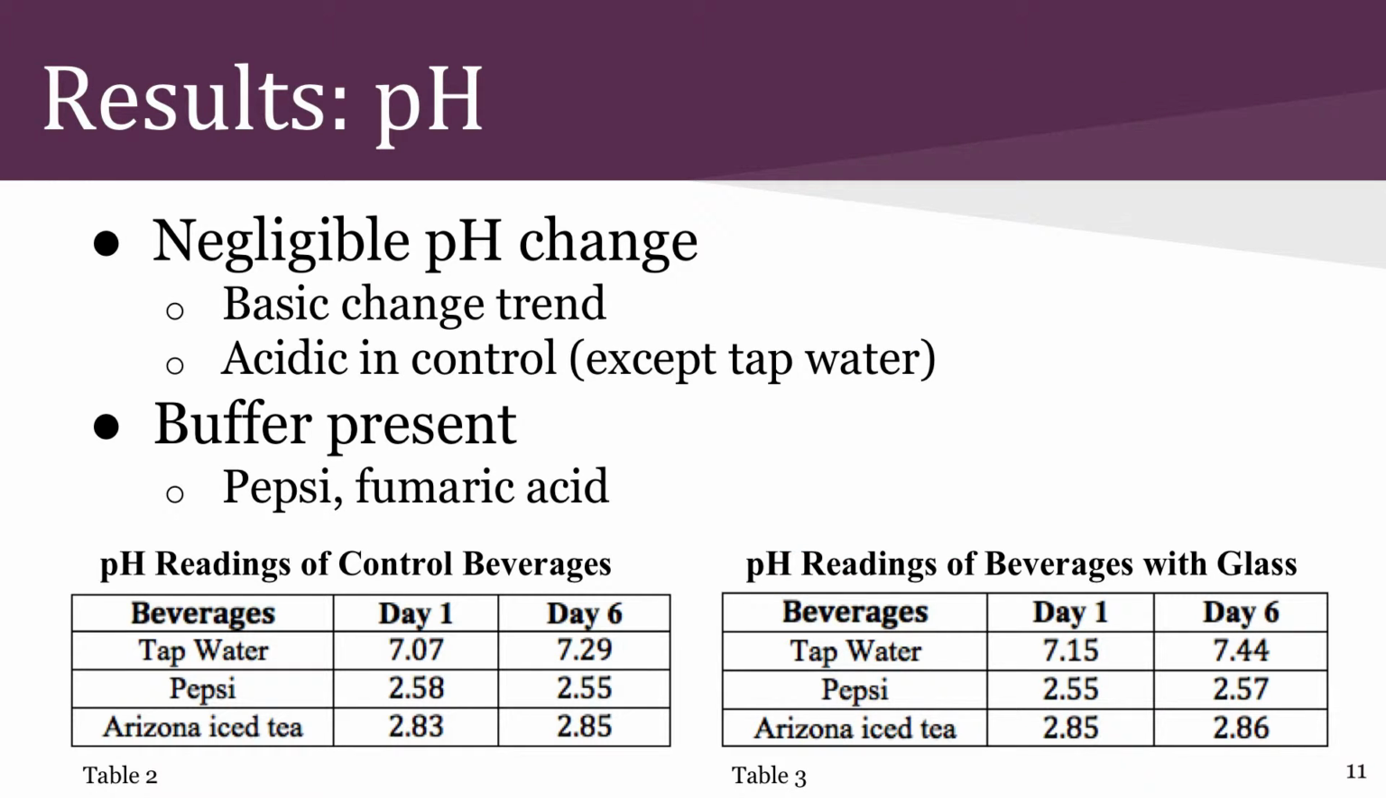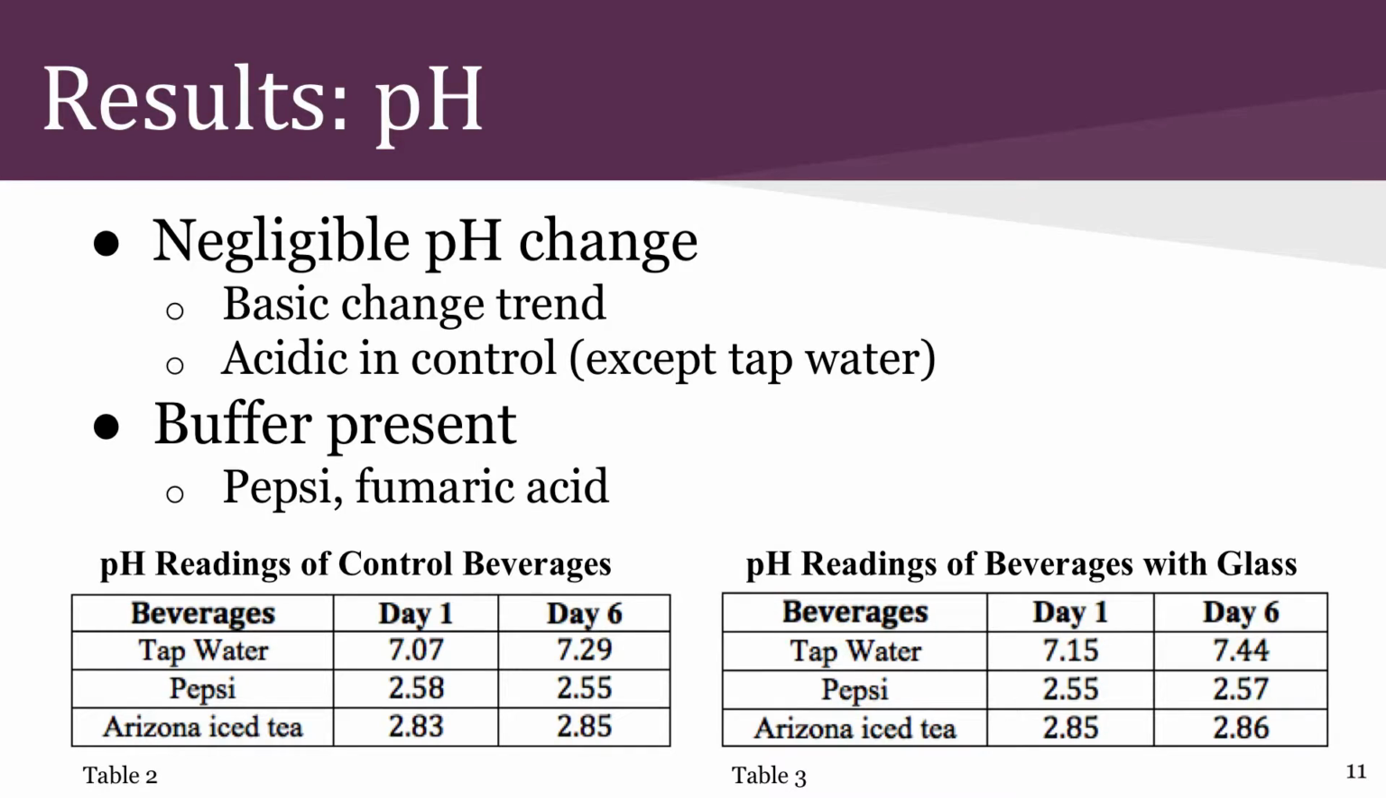These are the results we collected for the pH values. As you can see from the tables, there was a basic trend in the experimental data with the beverages that had the glass. This means that the pH values increased. In comparison, the control group actually saw, with the exception of tap water, a more acidic change in pH, which means that the pH values decreased. However, overall, we saw that there was negligible pH change, which means there was an insignificant change in the pH values because all of the changes occurred within the first term. In addition, it is important to note that Pepsi Cola actually has a buffer called fumaric acid, which could account for why the Pepsi Cola did not have as much pH change in comparison to tap water.